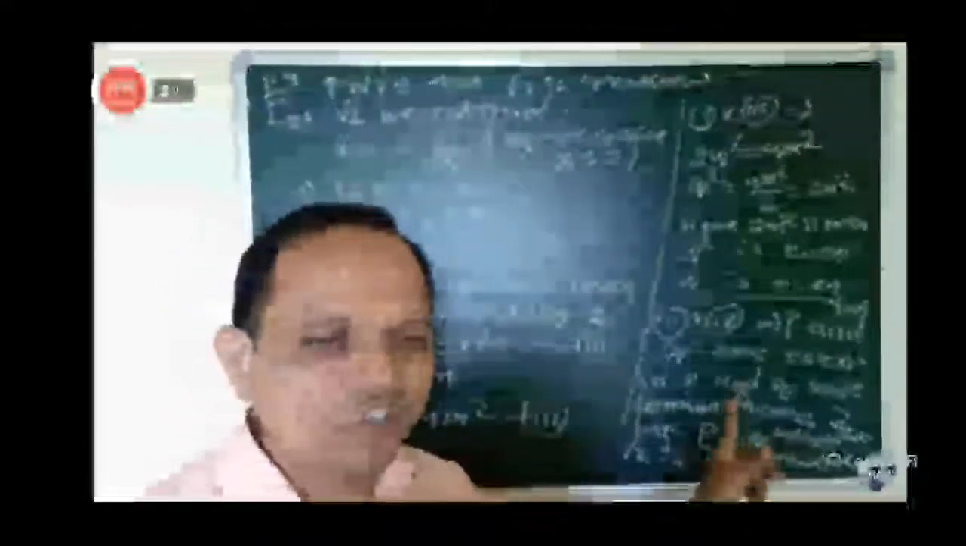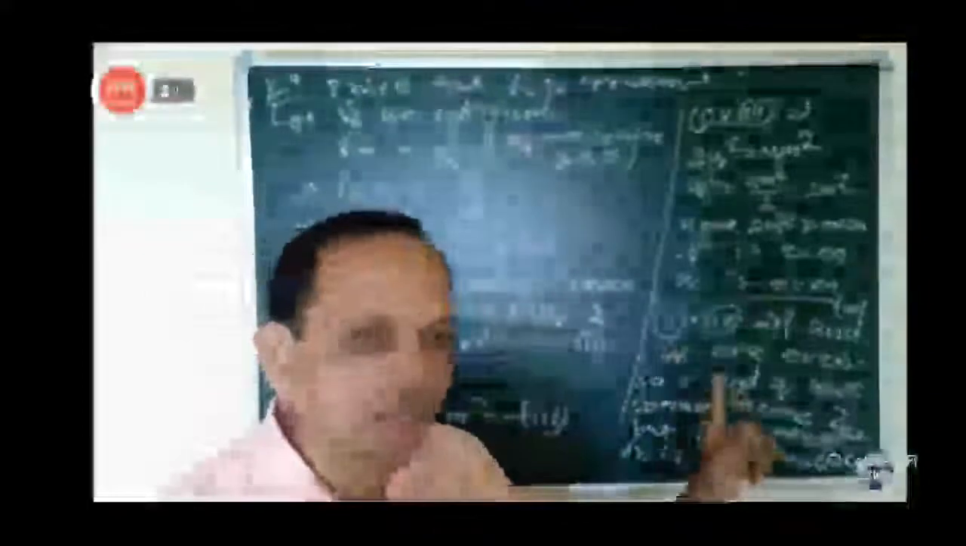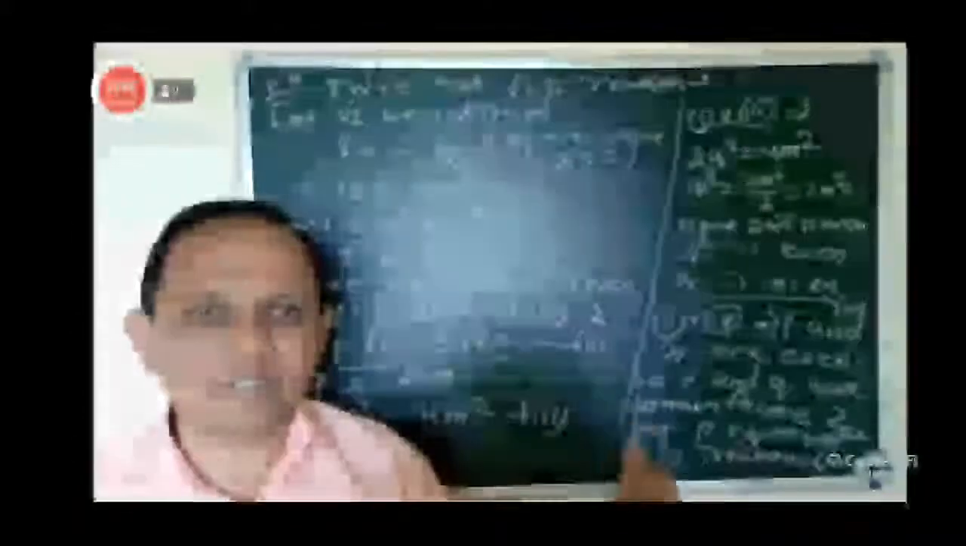Root 2 is not a rational number. If root 2 were rational, this contradiction would not occur. Since the contradiction occurs, our assumption that root 2 is rational is wrong. So root 2 is an irrational number. In this way, we can prove that root 2 is irrational.